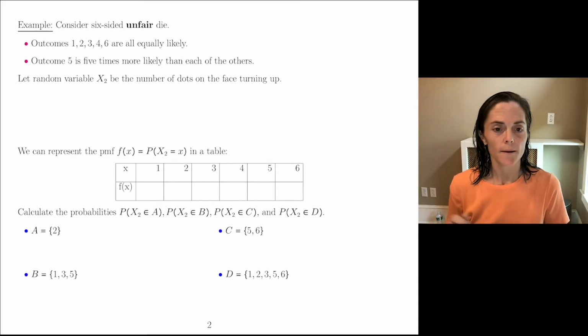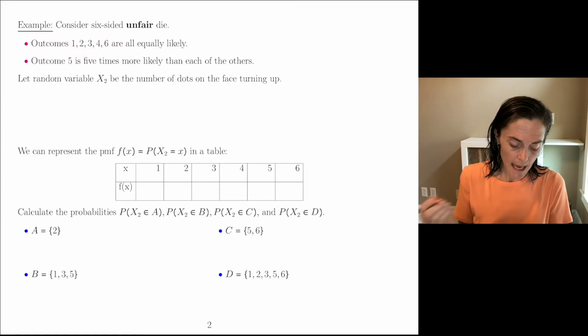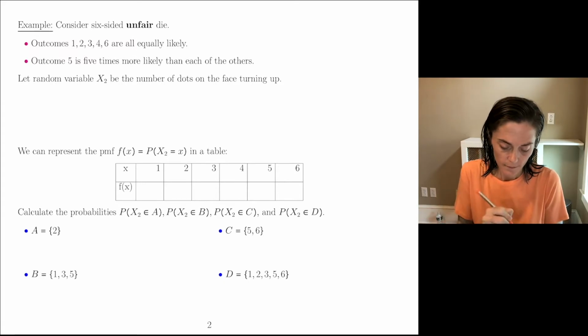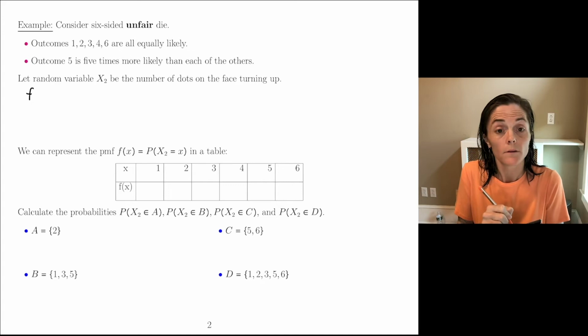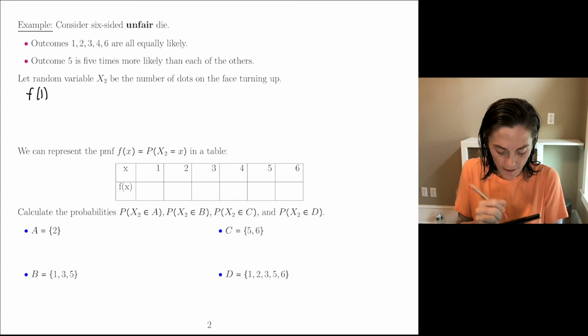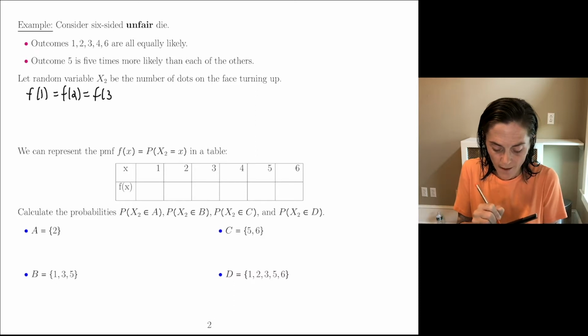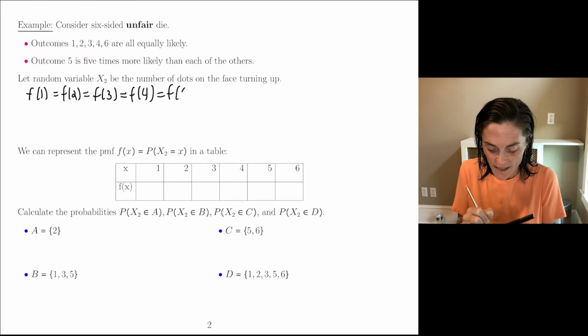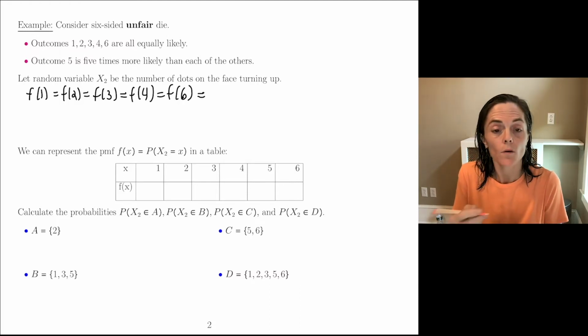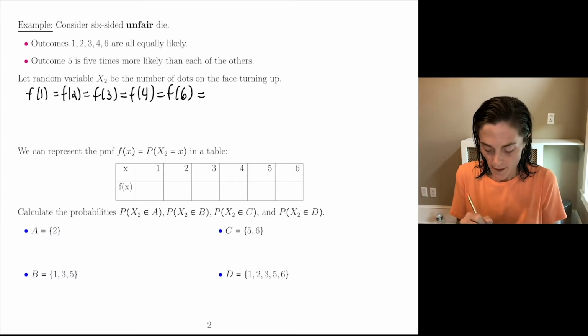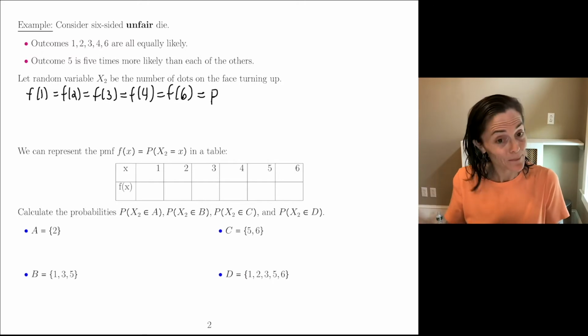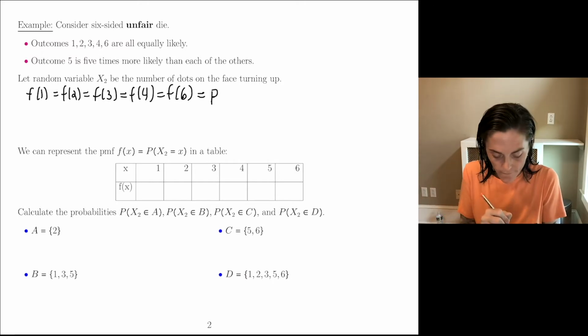So first, let's say that f of 1, which is the same as f of 2, f of 3, f of 4, and f of 6, are all some value. I don't know what it is. I'm just going to call it p. And then we know that f of 5 is 5 times this much.